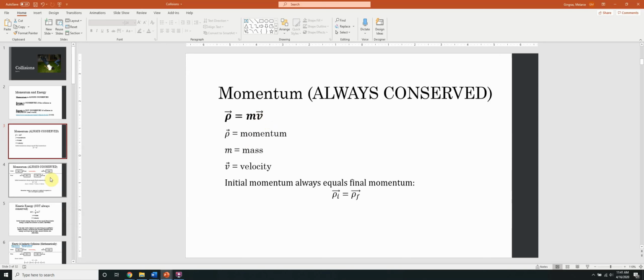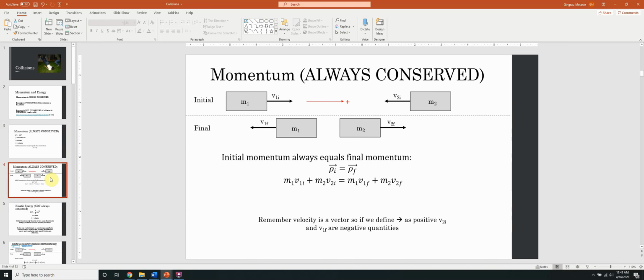All right, so on the next slide, I have just an example collision sketched out here. You can see up on the top, this is initial, so this is before the collision takes place. And down here on the bottom is final, so this is after the collision takes place. So we have mass 1 headed in the positive direction at a positive velocity v1 initial. And then we have mass 2 heading in the opposite direction, so heading in the negative direction at v2 initial.